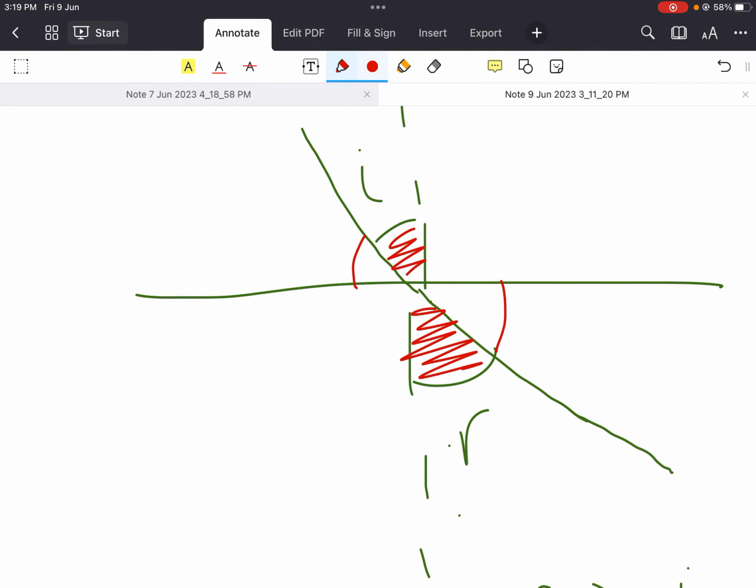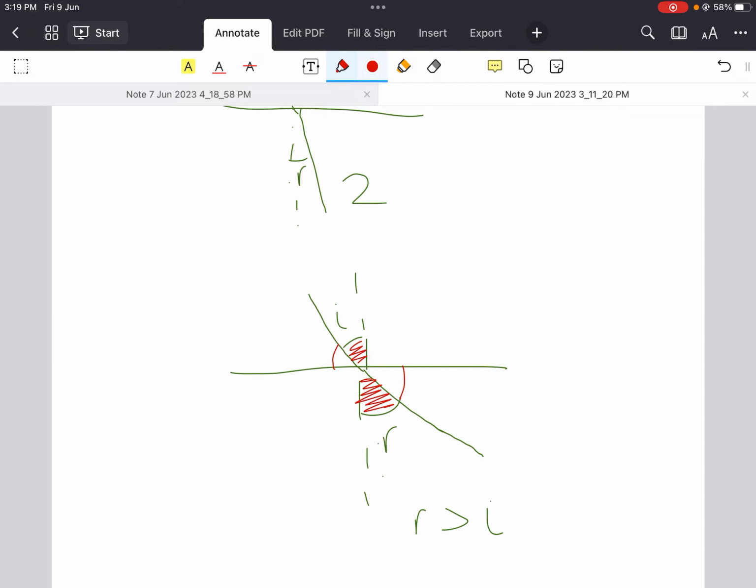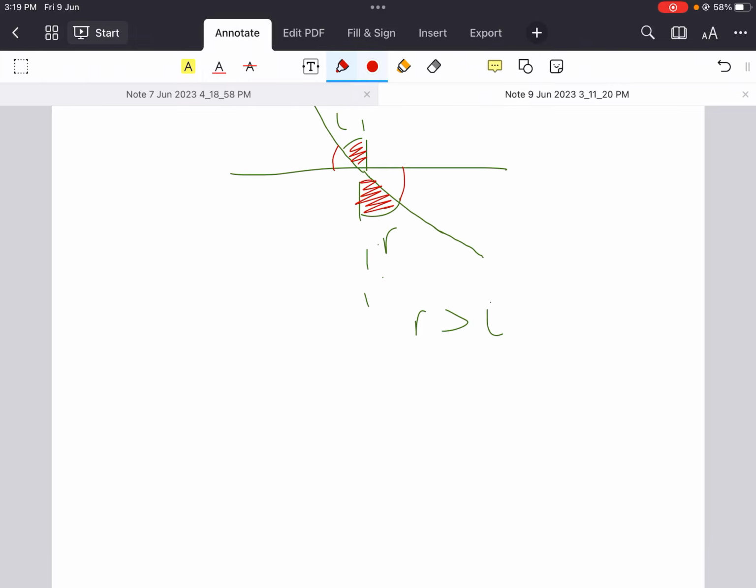All right, now we've seen how refraction occurs. Let's see why refraction occurs. So I'll draw another diagram.